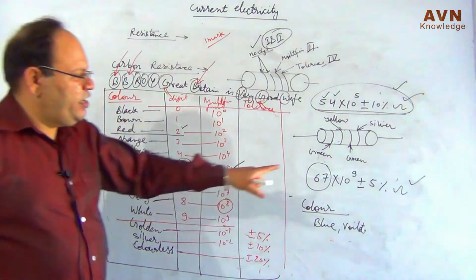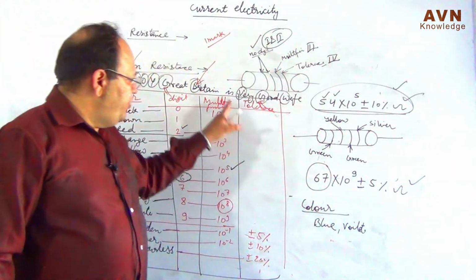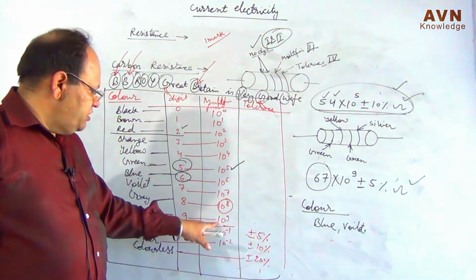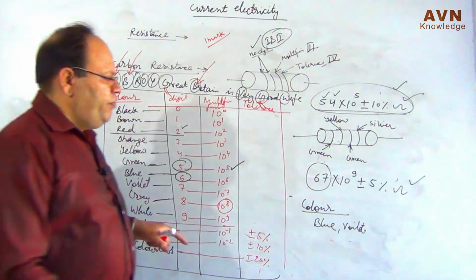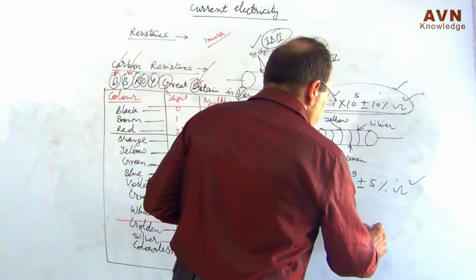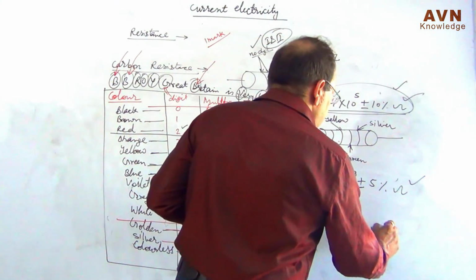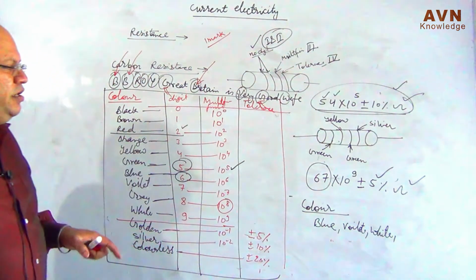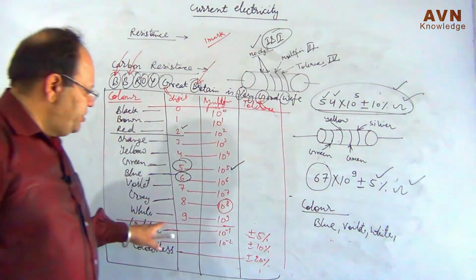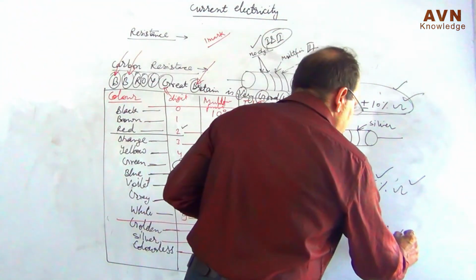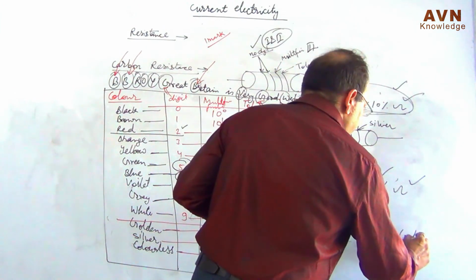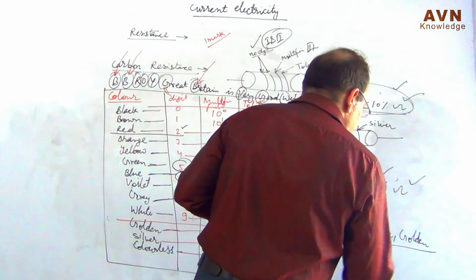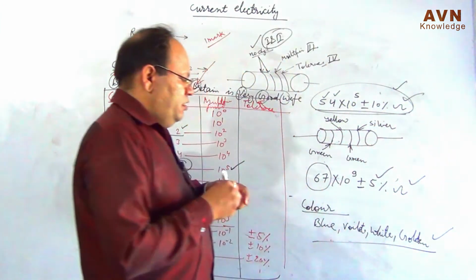Then the multiply factor is 10 raised to the power 9. Where is 10 raised to the power 9? That is white. The third band will be white. And what is the fourth band? The fourth will be the tolerance, that is 5%. 5% means golden. So this will be the answer.